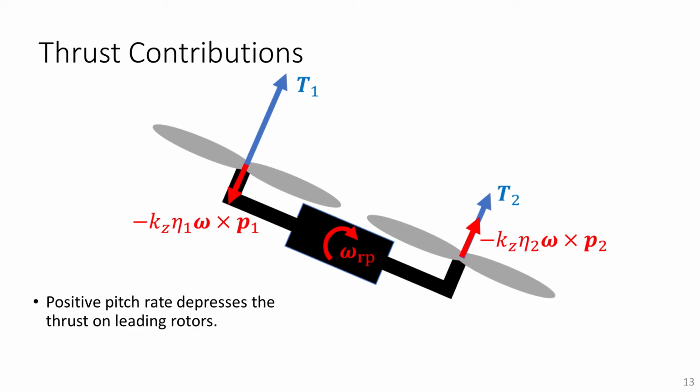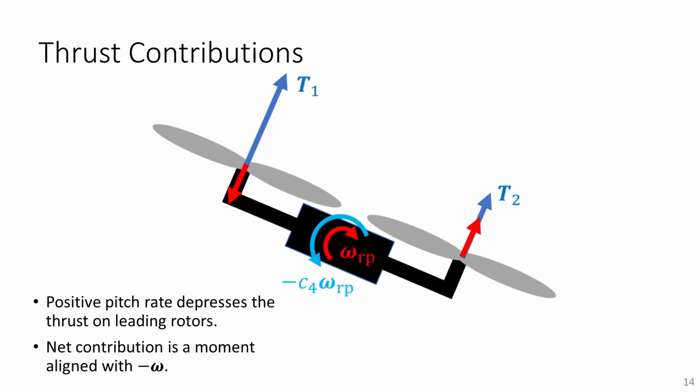A large nose-up pitch rate causes rotors at the front and the back of the aircraft to experience different local inflow velocities. As a result, the thrust on the leading rotor is depressed, and the thrust from the trailing rotors is elevated. The net contribution is a moment opposing the angular velocity.